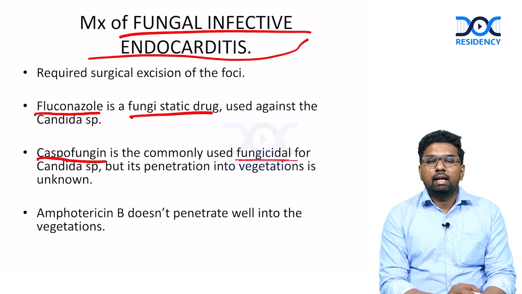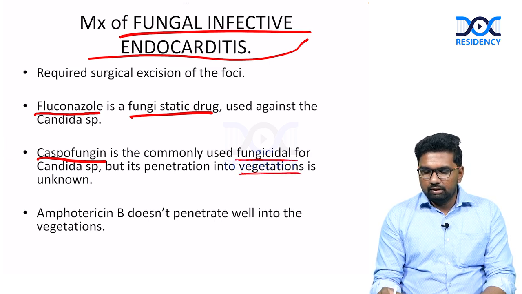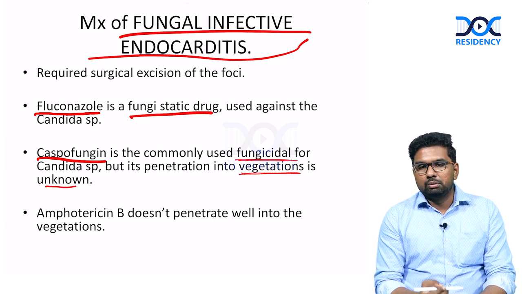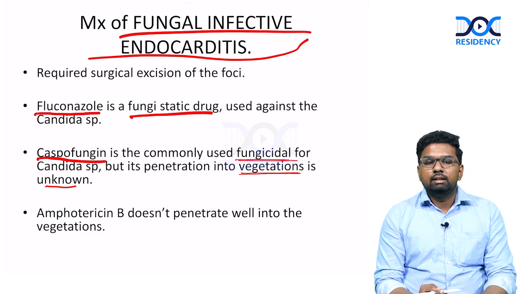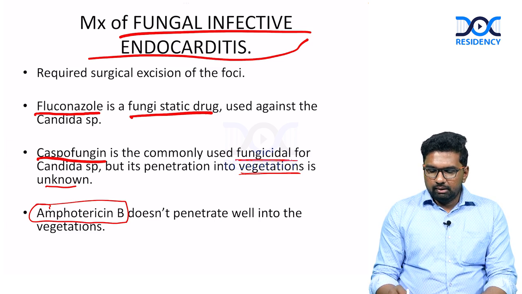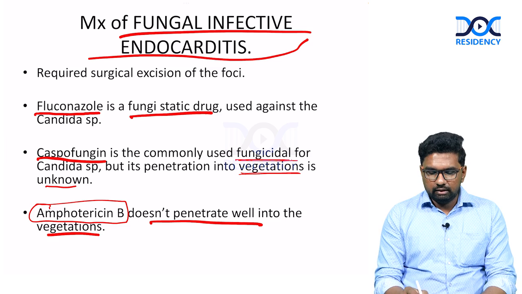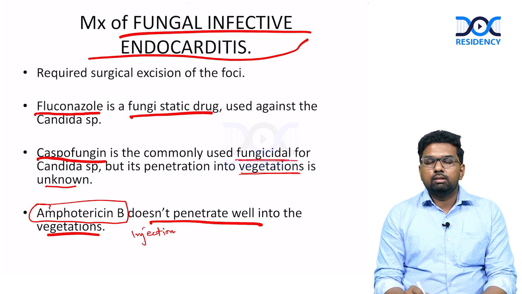Fluconazole is a fungistatic drug and caspofungin is a fungicidal drug, but it is not certain whether caspofungin will penetrate the vegetation. But it is more effective. Caspofungin is more effective than the other drugs. For sure, amphotericin B does not penetrate the vegetations. Amphotericin B is an injectable form. This will not penetrate the vegetations.